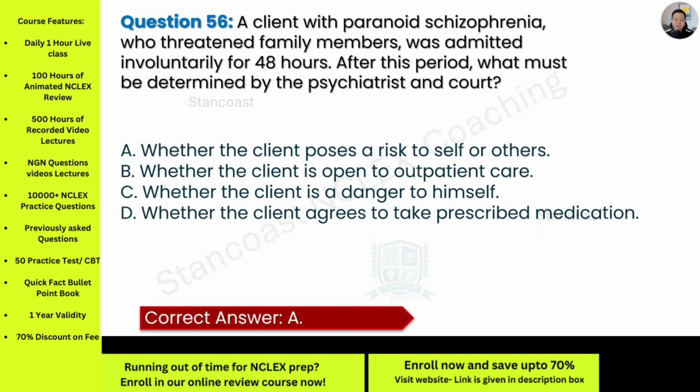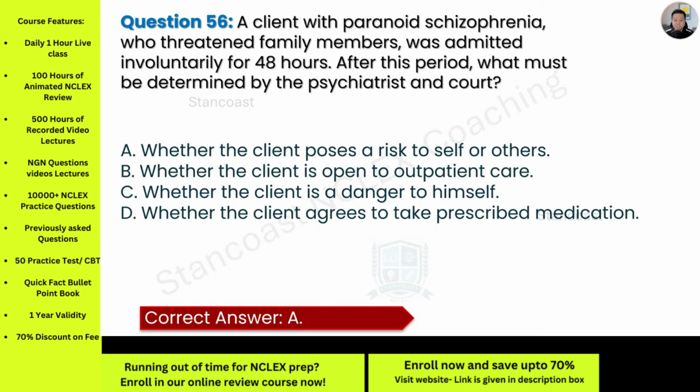The primary consideration during involuntary admission is ensuring safety. The client's potential to harm himself or others must also be assessed in this case. So if you selected letters B, C, D, these are incorrect options. The willingness to participate in outpatient care is secondary to immediate patient concerns, or immediate safety concerns rather.